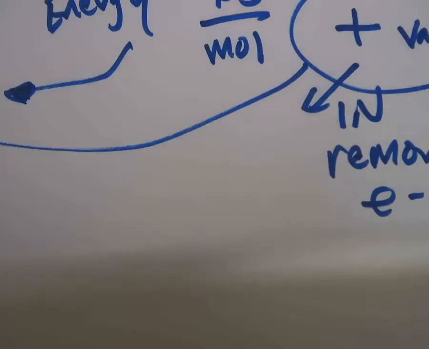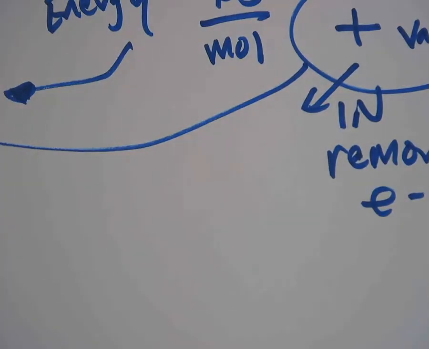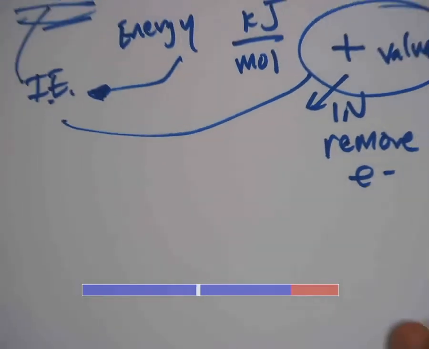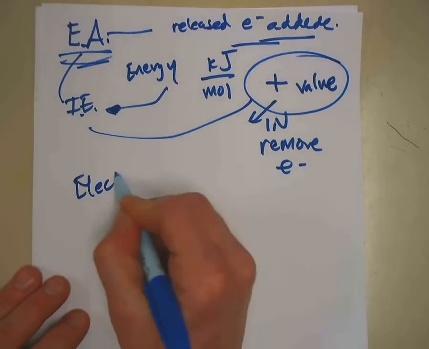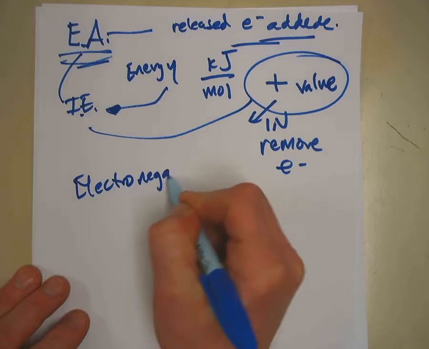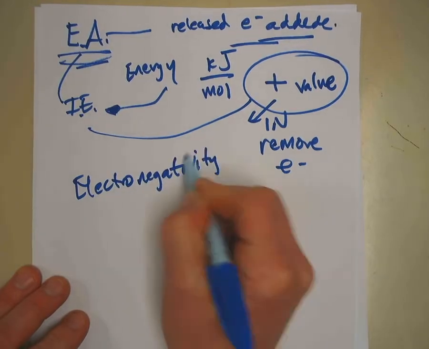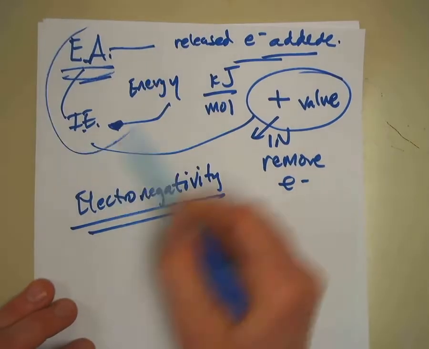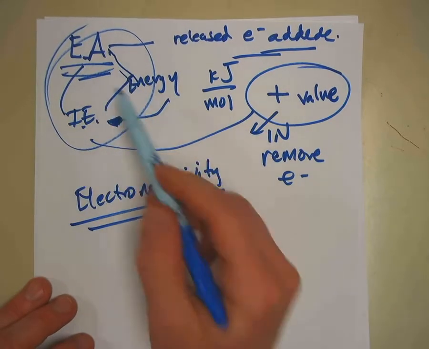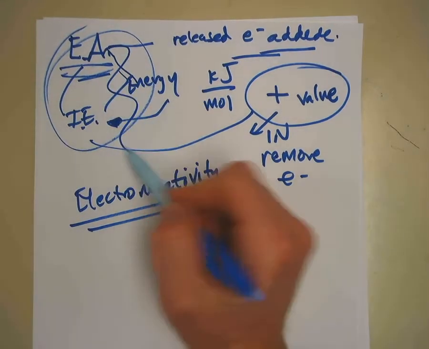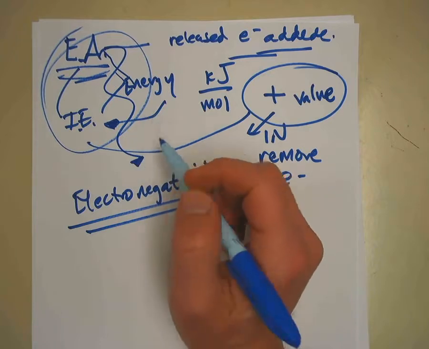All right. The last one, not in chapter 7 but actually in chapter 8, but it's a trend, is the trend on the periodic table of electronegativity. Electronegativity is not an amount of energy in kilojoules per mole, whereas electron affinity and ionization energy are. Oh, backing up once again really quick to electron affinity.